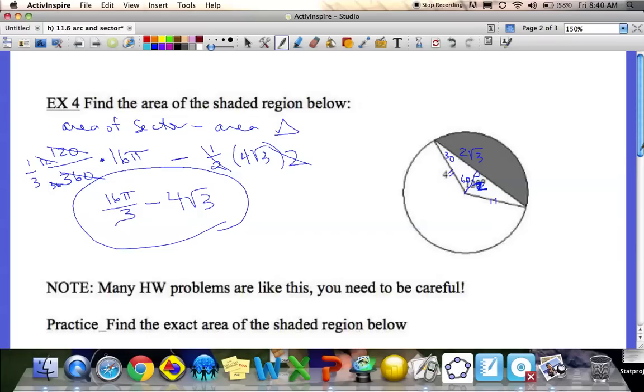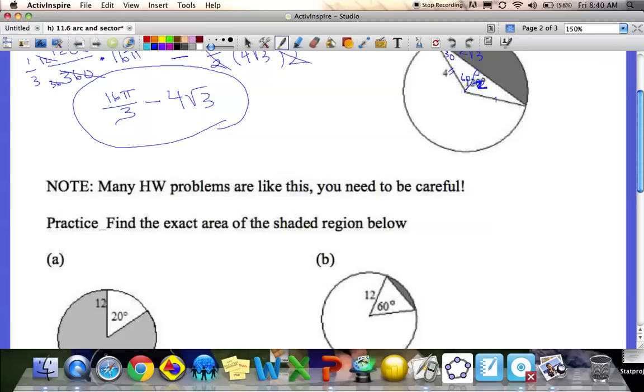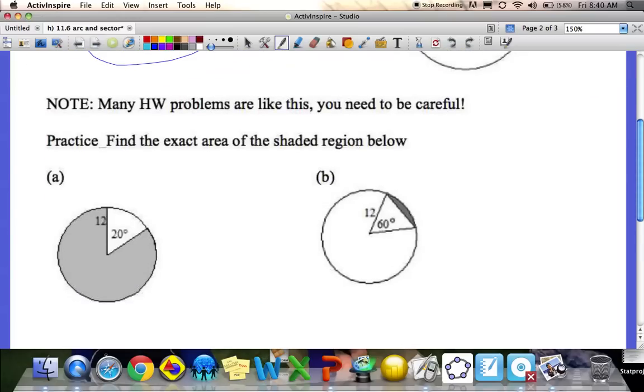On your next page, you have these problems. This one is like the one we just did, so do this one. And this one is the opposite. In other words, they want the area of this whole piece and leave this out.